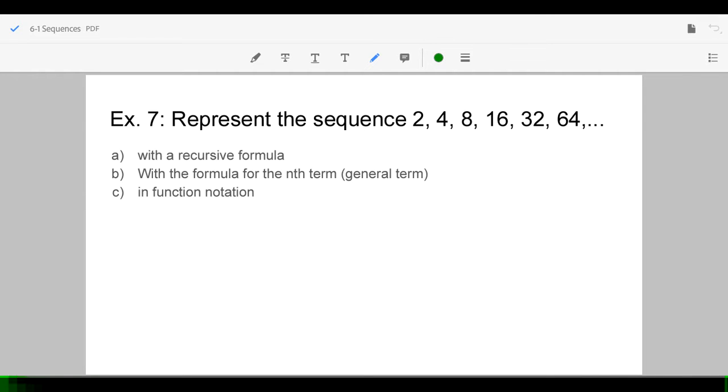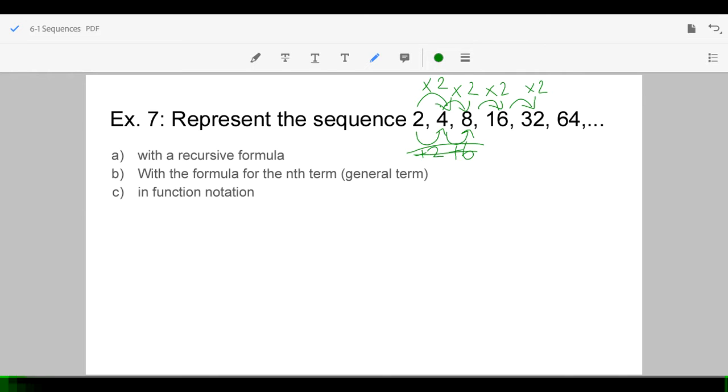So first we need to figure out which type. Is it arithmetic, is it geometric, or is it something else? So to get from 2 to 4, we could either multiply by 2, or we could add 2. To get from 4 to 8, we could definitely multiply by 2, but we're going to add 6, so it's definitely not arithmetic. It is in fact geometric because we're multiplying everything by 2 in order to get to the next terms.